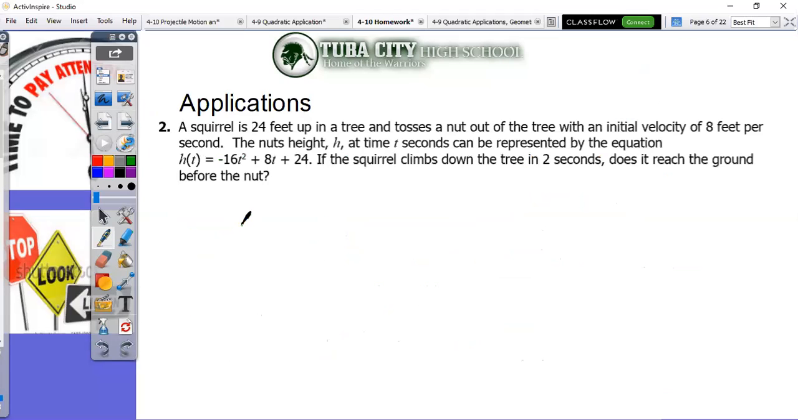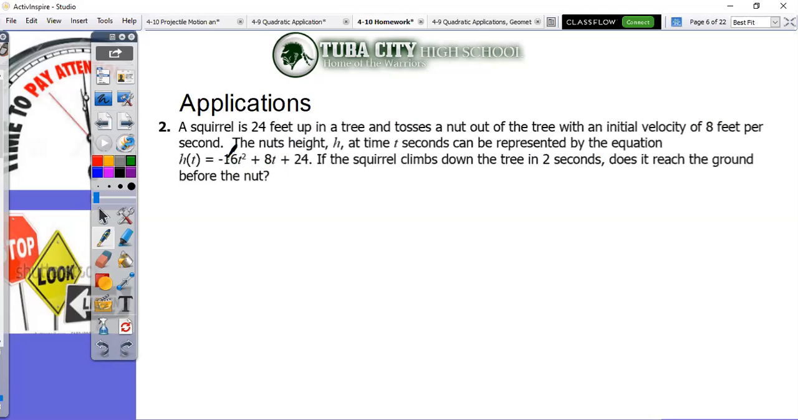All right, here we go. Next question. A squirrel is 24 feet up in a tree and tosses a nut out of the tree with an initial velocity of 8 feet per second. The nut's height, h, at t seconds in time can be represented by the equation h of t equals negative 16t squared plus 8t plus 24. So again, we know that he's in an elevated position, 24 feet up. So that's already in the formula, 8 feet per second. So again, this middle one is the velocity. So we know that that is accounted for, so we don't need to really plug in anything else.